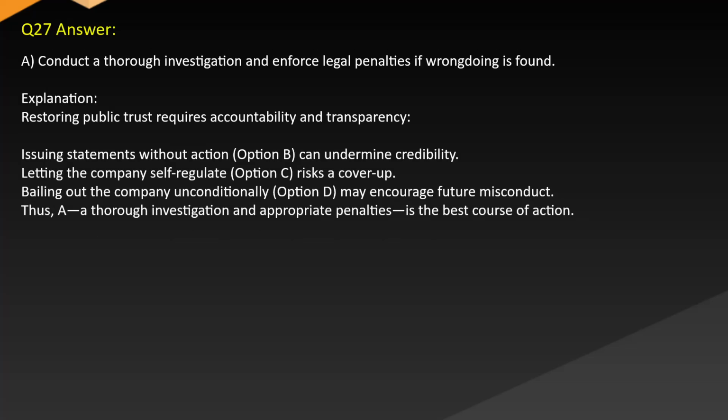Answer A. Conduct a thorough investigation and enforce legal penalties if wrongdoing is found. Explanation. Restoring public trust requires accountability and transparency. Issuing statements without action, option B, can undermine credibility. Letting the company self-regulate, option C, risks a cover-up. Bailing out the company unconditionally, option D, may encourage future misconduct. Thus, a thorough investigation and appropriate penalties are the best course of action.